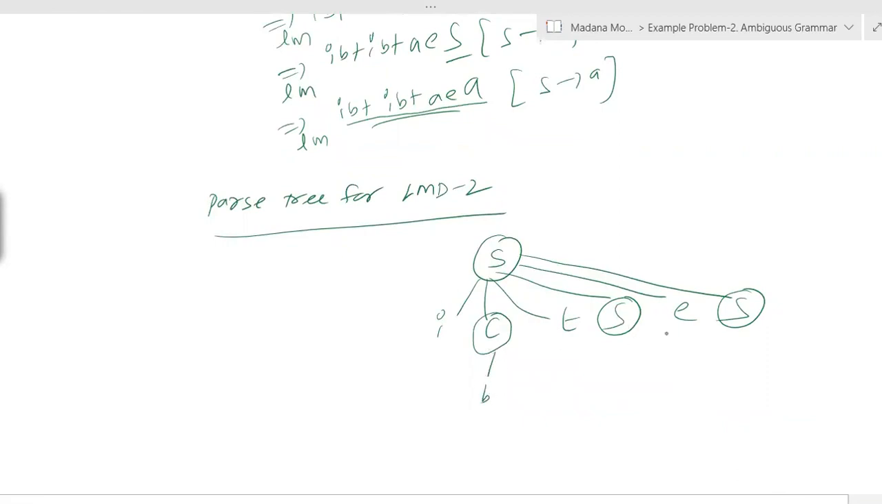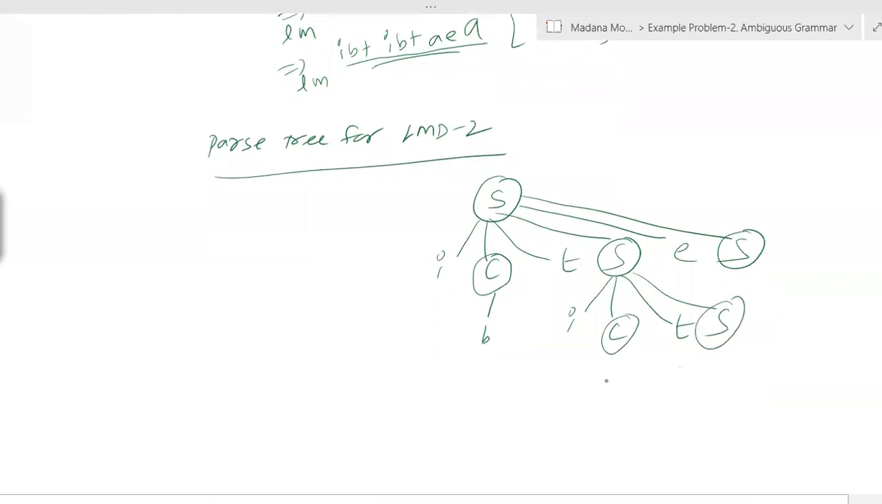Then what we did: two variables are there, S. So the leftmost S is again replaced by I, C, T, S. Now C and S are the variables represented within circles. Then the leftmost variable C is replaced by terminal B. B is the child of C. Then two variables are there, S. The leftmost S is substituted by terminal A. Then A is the child of S. Then at last, the rightmost S is substituted by the same terminal A.